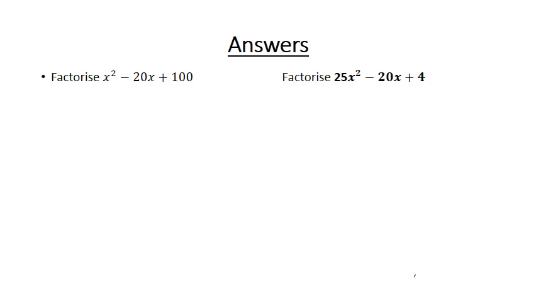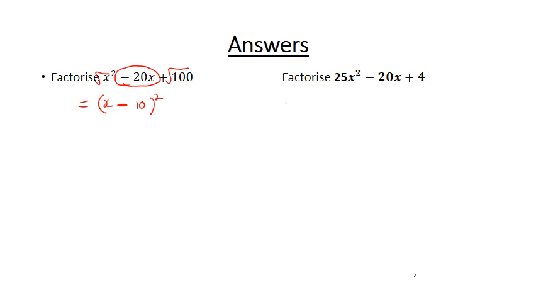Okay, the first thing we need to do is, in our first example, we've got x squared take 20x plus 100. First thing I'm going to do is I'm going to put my brackets in. Alright, I know the middle term is a negative, so this is going to be a negative here. Then I just need to find the square root of my first and my last terms. That gives me an x, and this one gives me a 10. So my answer for the first one would be bracket x take 10, bracket all squared.